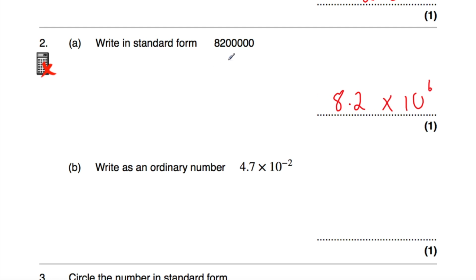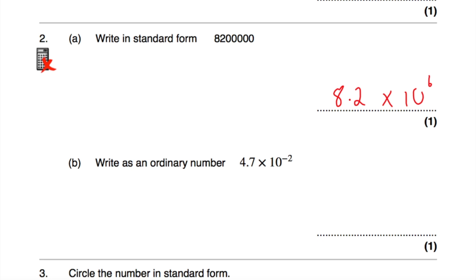So if we're asked to write 8,200,000 in standard form, it would be 8.2 times 10 to the power of 6. And that makes sense because 10 to the power of 6 is a million, and 8.2 times a million would be 8,200,000. Okay, now let's have a look at part B.